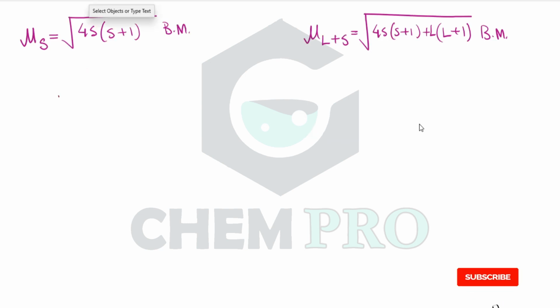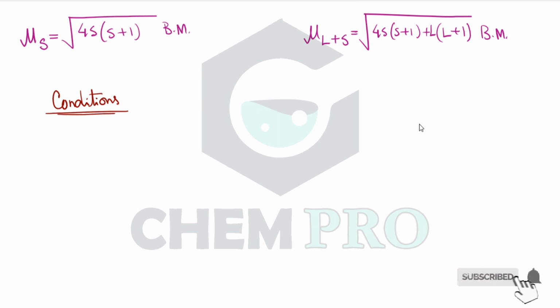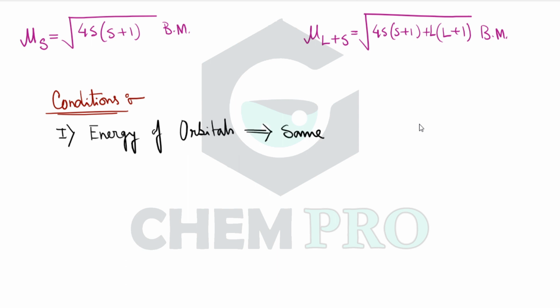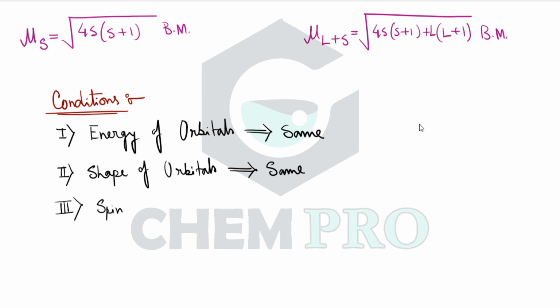Now what are the conditions for spin orbit coupling? First one is the energy of the orbitals should be the same. Second one is the shape of the orbitals should be the same or similar, and third one is after transition of the electron the spin of the electron should not be changed.